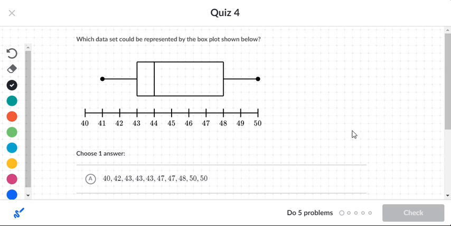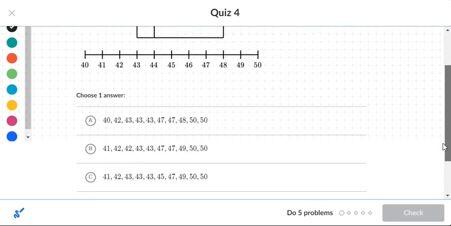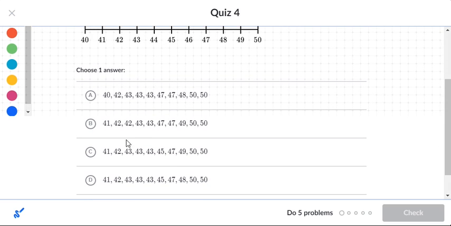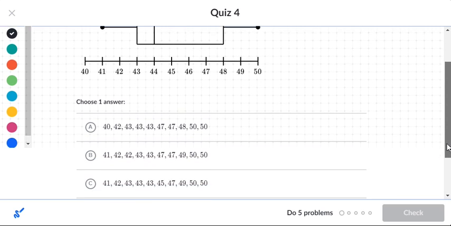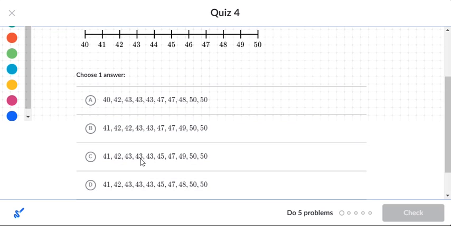So we start at 41 and we go through 50. All these are 41 through 50 except for A, so we don't have to worry about A. Next, the middle should be exactly 44.